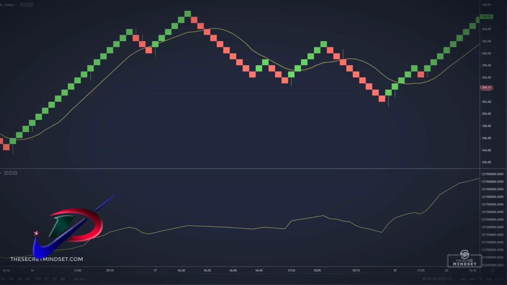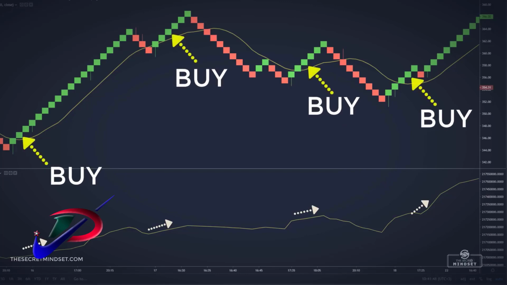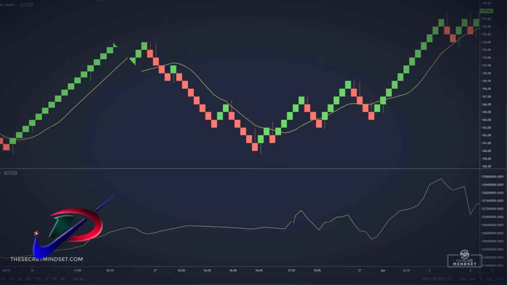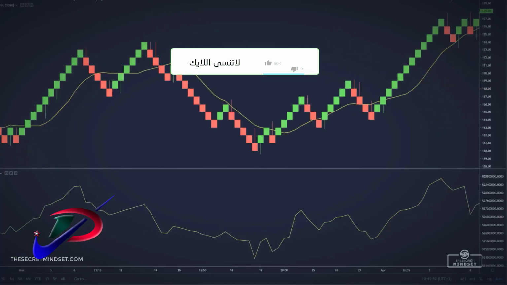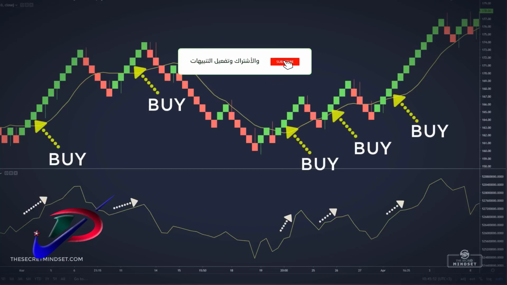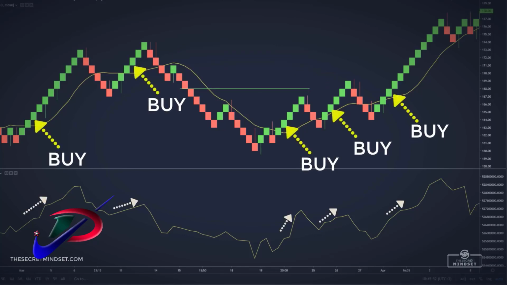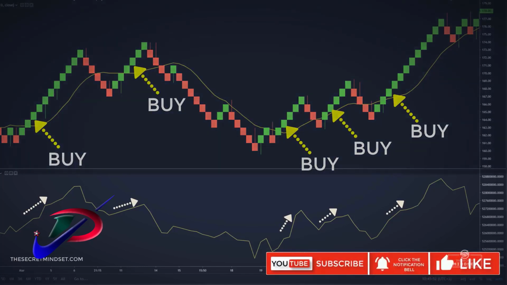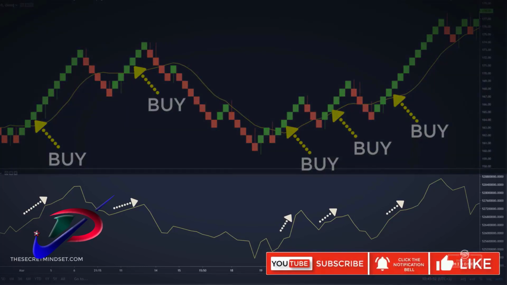In this example, we have 4 valid buy entries, all of them bringing decent returns. And here we have another chart, during which we had 5 signals. Remember to always look at the on-balance volume to confirm the entry.